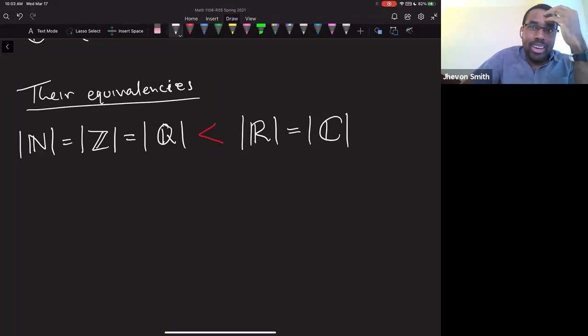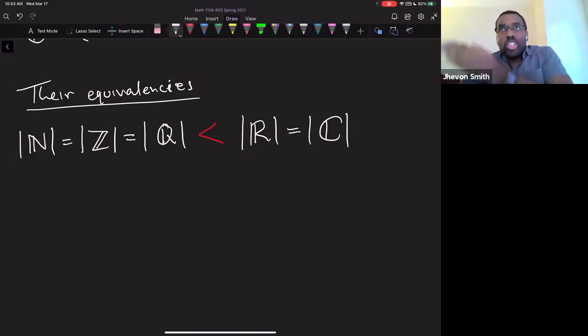Well, not really. If I take the power set of the set of real numbers, I get something that's larger than that infinity. That is as much larger than the real numbers as the real numbers are larger than the fractions. It gets really crazy. But yeah.